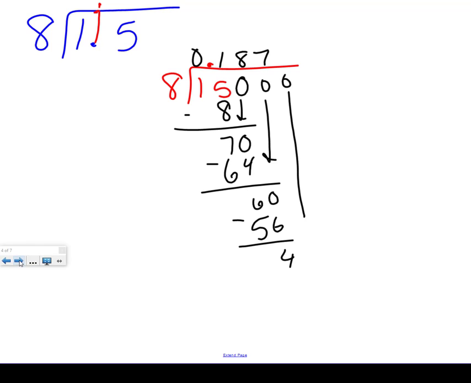I'm going to add another 0 and bring it down and I get 40. 8 goes into 40 5 times. 8 times 5 is 40. I get a remainder of 0. And so my answer for this one is 0.1875.